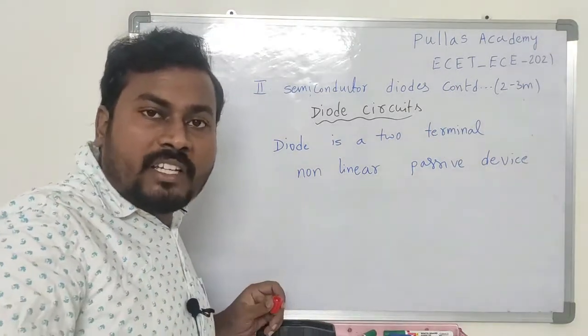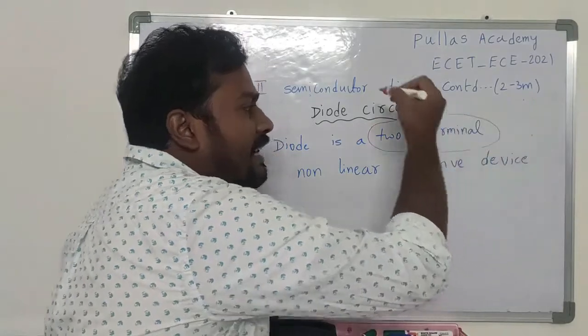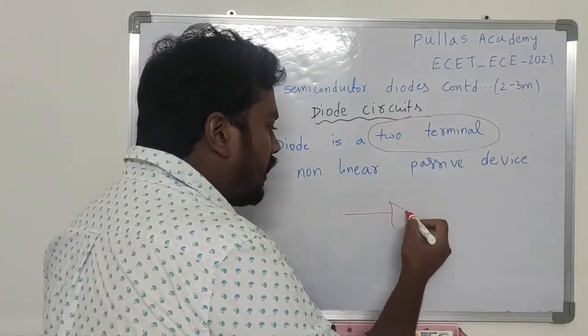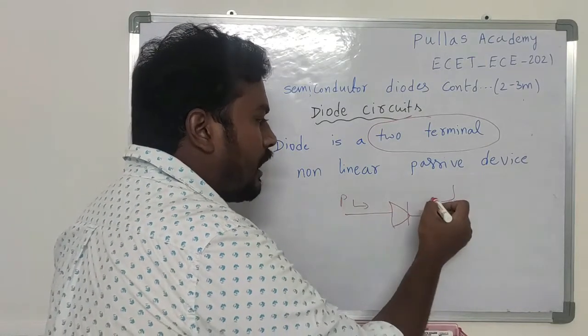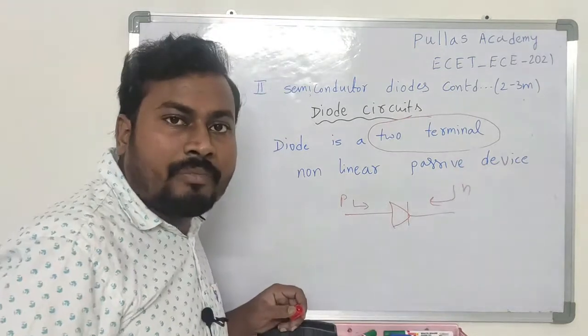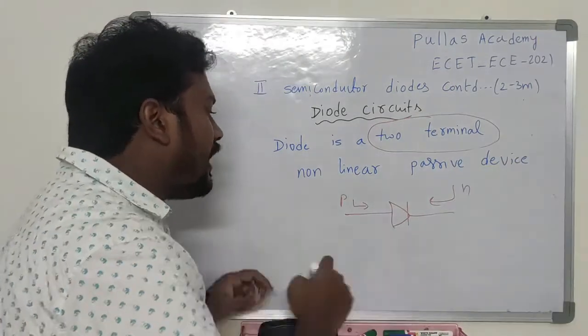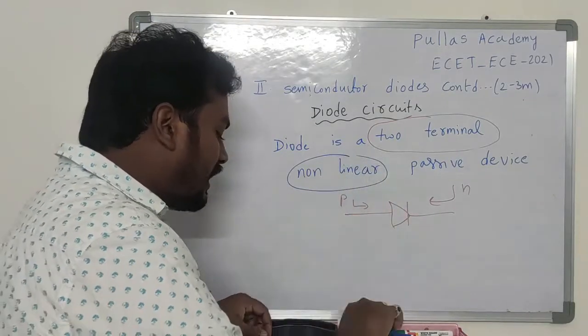Obviously, we all know that a diode has two terminals, the P terminal and the N terminal. This is true because I have shown here that the diode has two terminals, the P side terminal and the N side terminal. Now, what is the meaning of non-linearity of the diode? Why are we saying that the diode has non-linear characteristics?